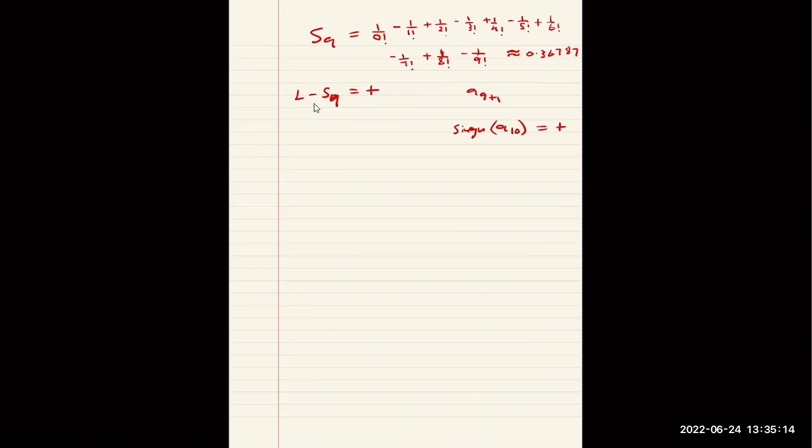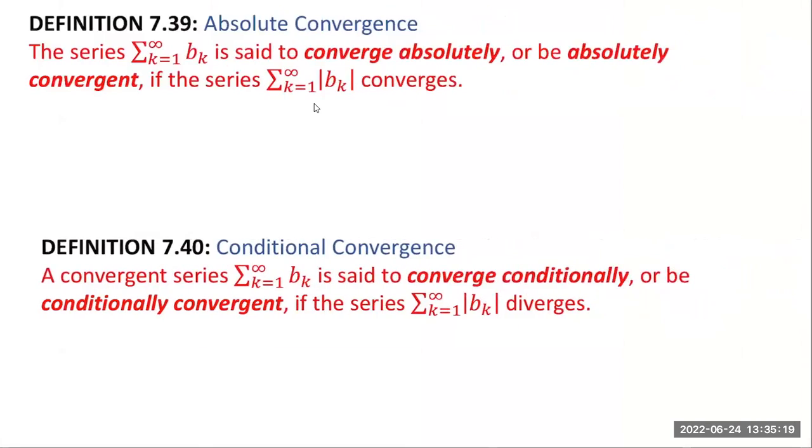All right, that completes that example. Let's move on. Next, I want to go over these two definitions, absolute convergence and conditional convergence.